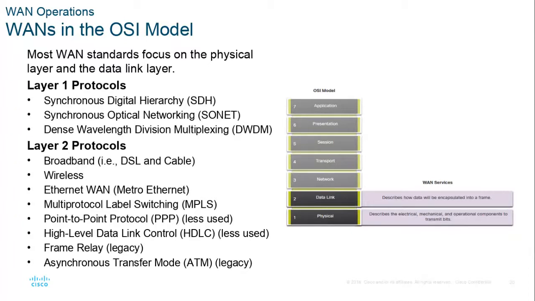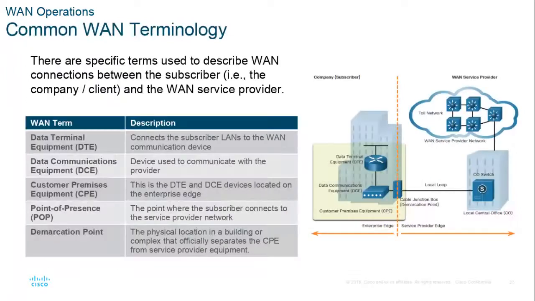If I only speak Italian and you only speak Yiddish and we have a good phone line connection, we're not going to be able to speak to each other because we don't have a common language. That's like a layer 2 protocol. So here is some WAN.